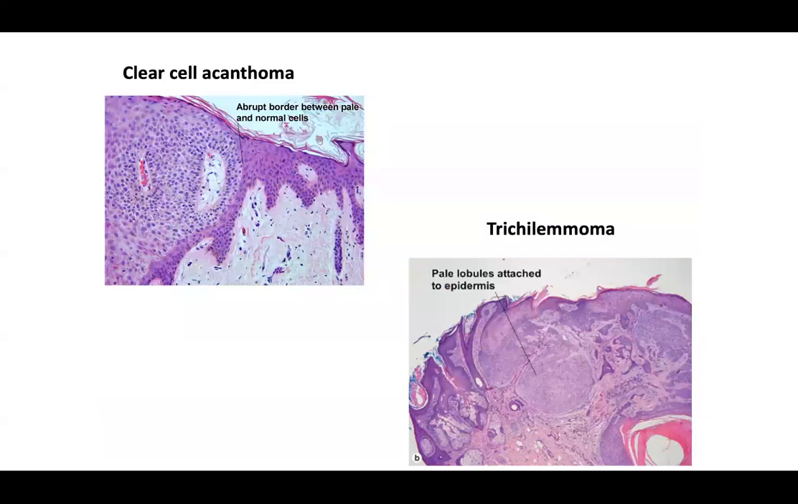So we talked about clear cell acanthoma, where you have that abrupt border between pale and normal cells. People may think it looks similar to a trichilemmoma, where you also have those clear cells that are recapitulating the outer root sheath, but you don't see that thickened eosinophilic basement membrane material on the outside of this as you would in a trichilemmoma, which again, remember, trichilemmoma is an adnexal tumor, so remember to cover your adnexal tumors.